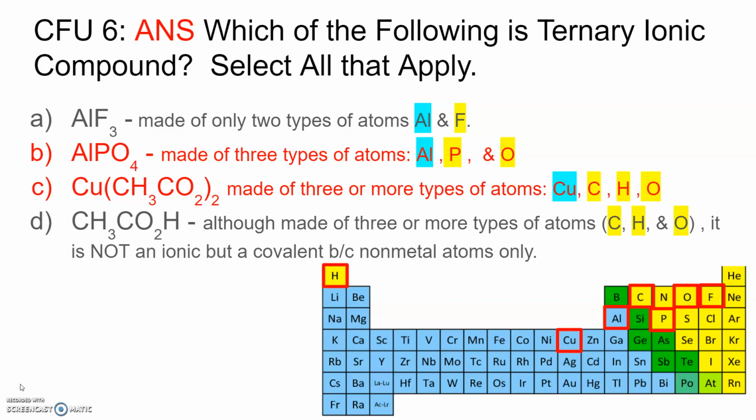So these are all made up of three or more types of atoms. You may have chosen D, but the reason why D is incorrect is because it's specifically asking for ternary ionic compounds, and D is not an ionic compound. It's made up of all nonmetals. And in fact, D is colloquially known as vinegar.